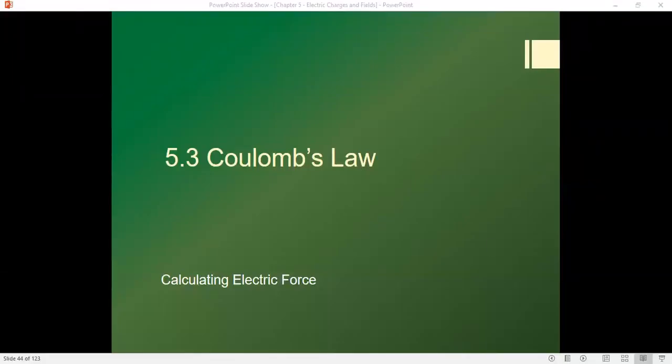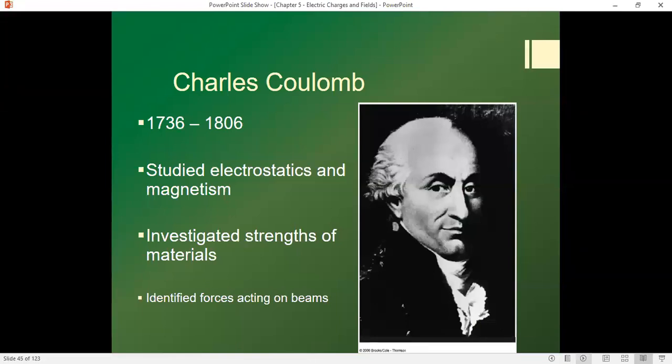Coulomb's law. Now we're going to actually calculate the electric force between charged particles. Coulomb's law is very similar to Newton's universal law of gravitation. They're both inverse square laws. They're both essentially calculations based on fundamental forces, so it's not surprising that they're similar.